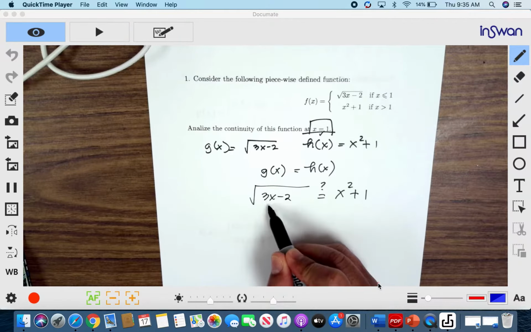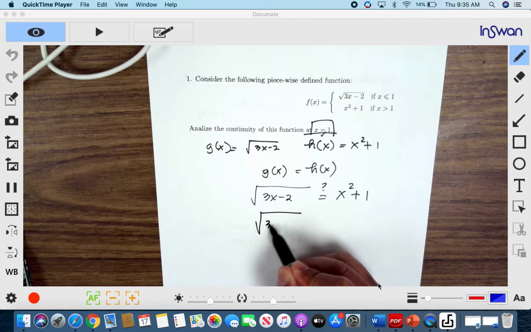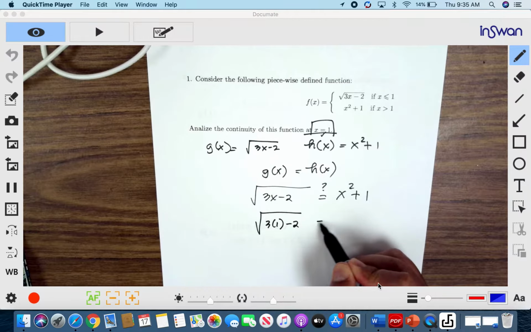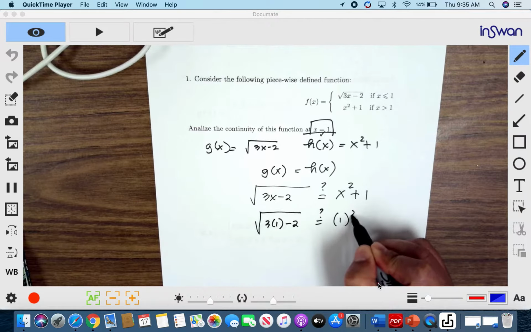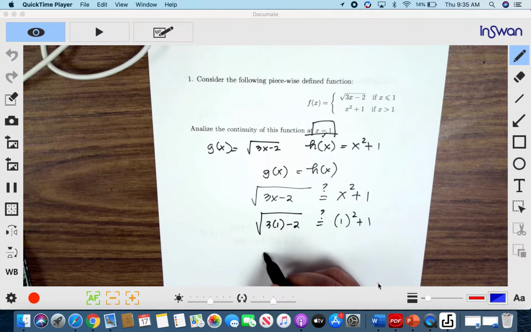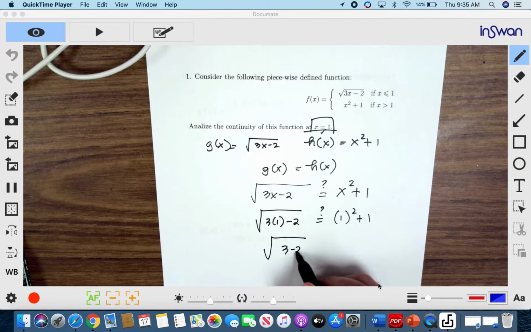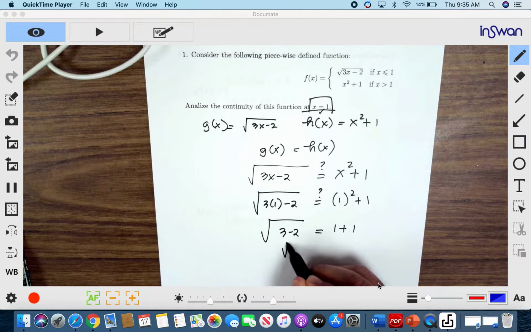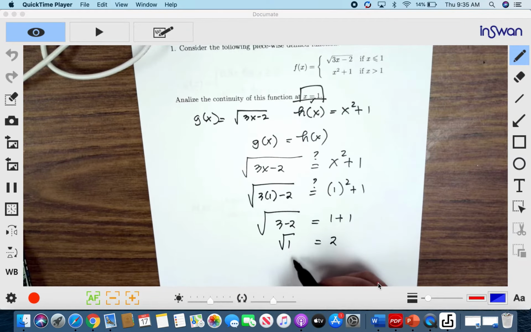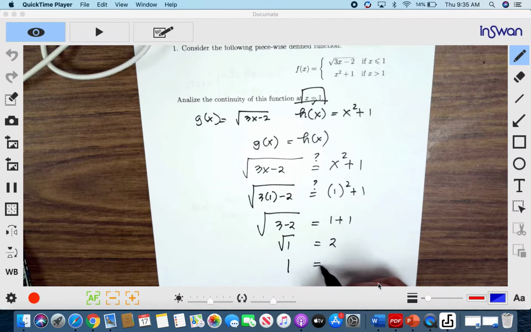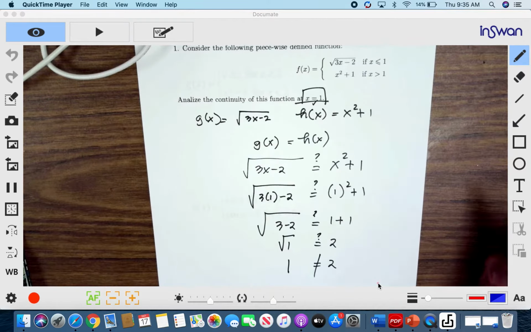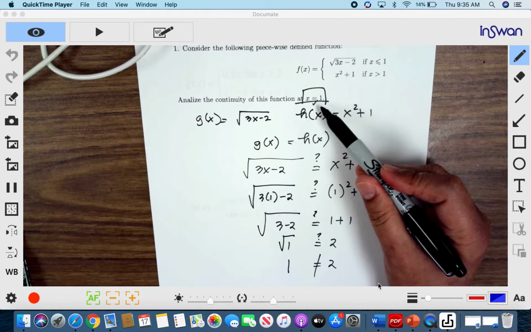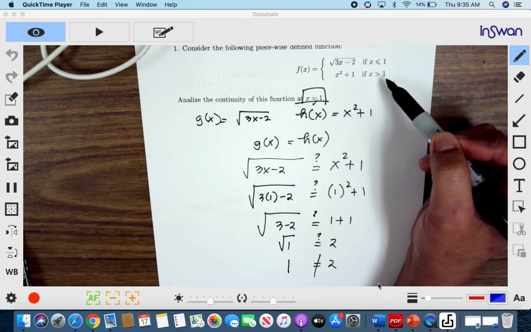So therefore, your x value is 1 and we will plug in our x in the equation. So you have the square root of 3 minus 2 is equal to 1 squared plus 1. And so this is the square root of 1 and this is 2. And of course, the square root of 1 is 1 and 1 plus 1 is 2. And as you can see, they are not equal. It means that at point x equals 1, the piecewise function is not continuous.